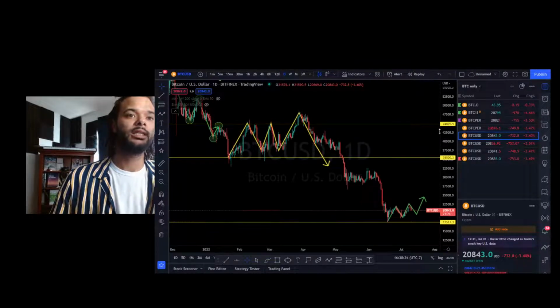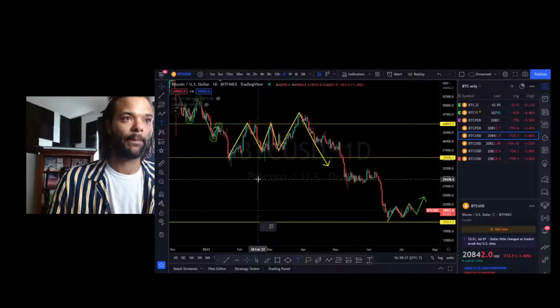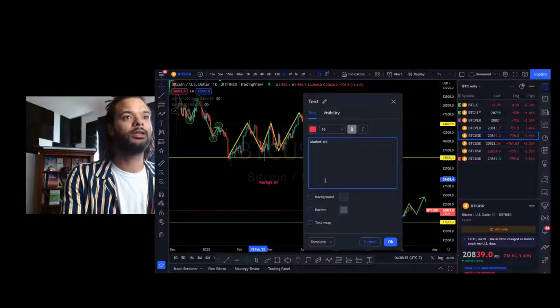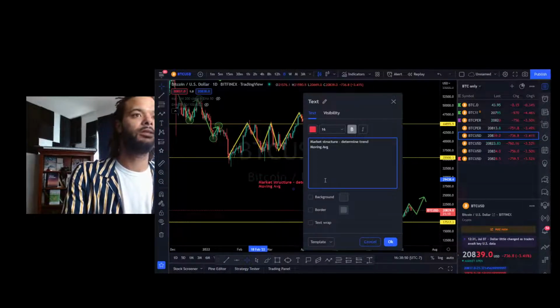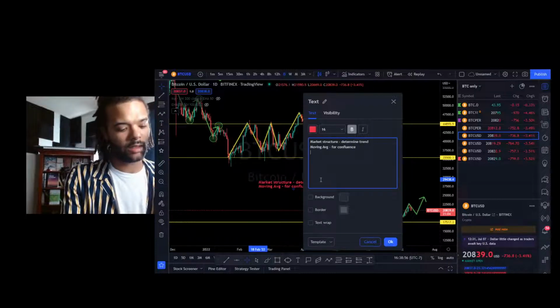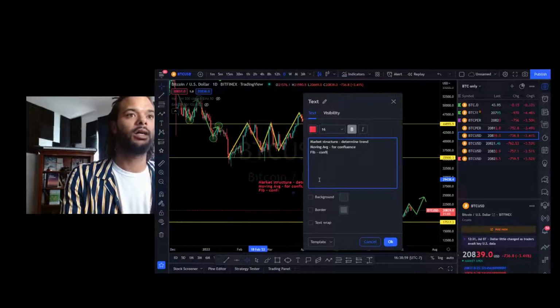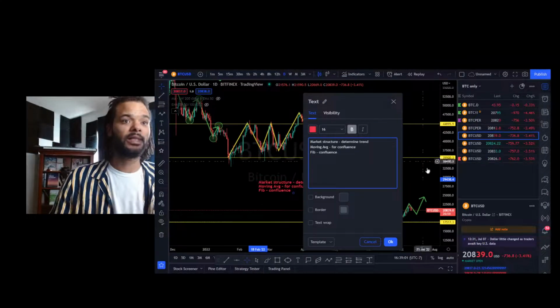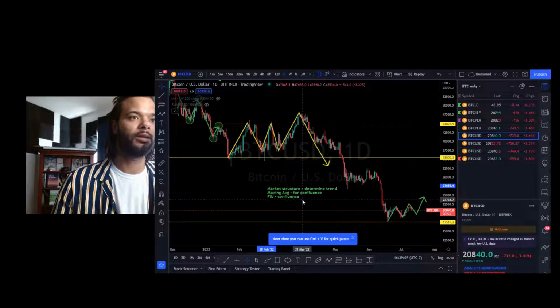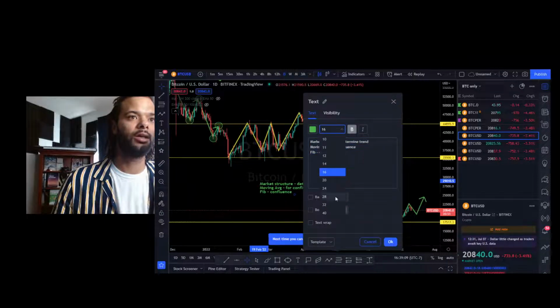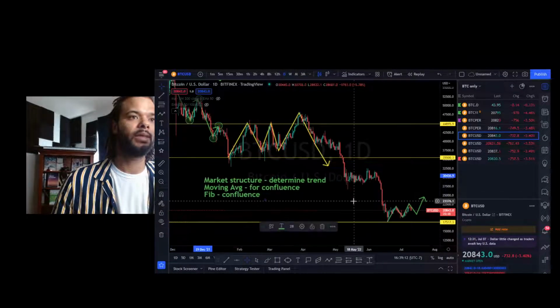So the 3 things that I use for trading: first thing is market structure. Then I use the market structure to determine the trend. Then I use the moving averages for confluence, as well as the fib for confluence. Now, this is how you create a trading strategy, right? You take a few different things that you feel comfortable with, and from those things, you try to take out the best data you can.